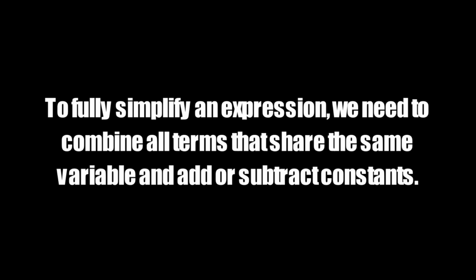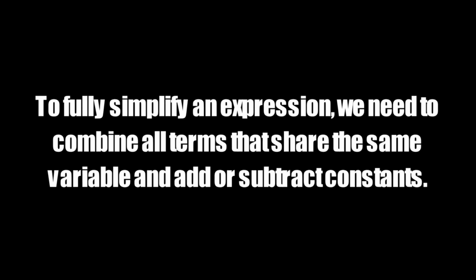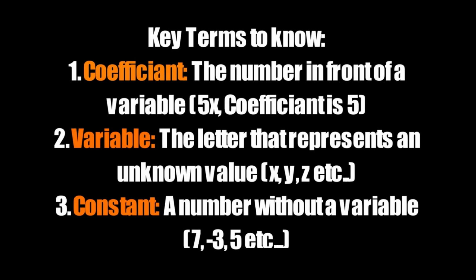When we are trying to simplify an expression, for us to fully simplify that expression, we need to combine all terms that share the same variable and add or subtract constants. Here are some key terms we need to know. Number 1 is coefficient. That is the number in front of the variable. Example is 5x. The coefficient is going to be 5.